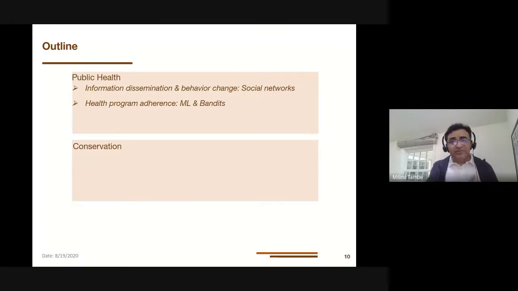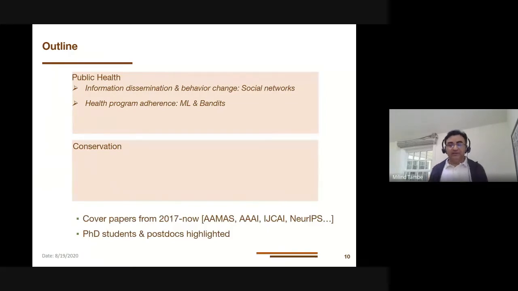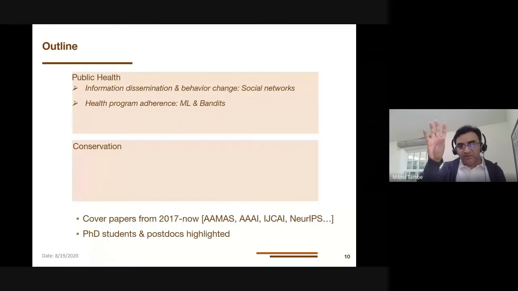First is this area of public health. The first challenge I'll focus on is information dissemination and behavior change. And this is a topic where I'll address the use of social networks in spreading information. So I'll cover papers that we've written from 2017 to now. These have appeared in conferences like AAMAS, AAAI, IJCAI, and NeurIPS. I'll give references to these. And if you're interested, later on also you can email me. I'll also highlight the role of key PhD students and postdocs by putting up their pictures in the top right-hand corner so you can see who actually did the work, led the work.